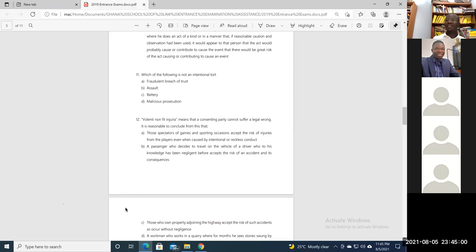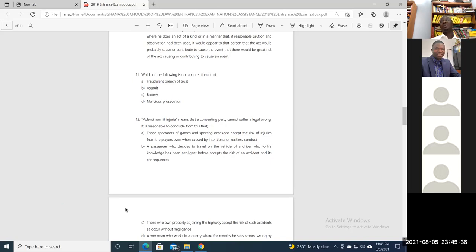Okay, good. So fraudulent breach of trust is a criminal offense, right? We have what we call a tort of deceit. A tort of deceit may have some aspect of a fraudulent breach of trust, but you don't need to have the trust or the fiduciary relationship established before you can bring an action against somebody for a tort of deceit.